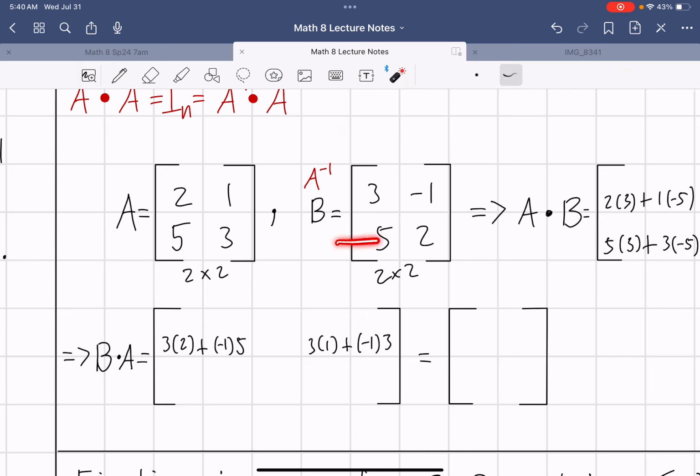Now I need to take second row, first column. So it's going to be negative 5 times 2 plus 2 times 5. Right, because I'm rotating this 90 degrees to the right. And that would leave me with 5, negative 5, and 2, giving me this particular entry.